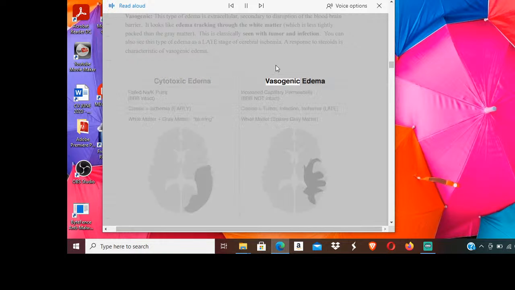Cytotoxic edema. Vasogenic edema. Failed Na/K pump, BBB intact. Increased capillary permeability, BBB not intact. Classic equals stroke, early. Classic equals tumor, infection, stroke, late.